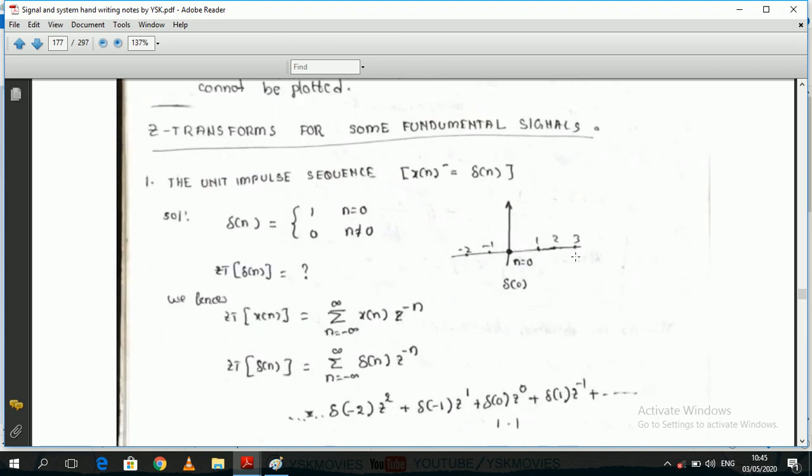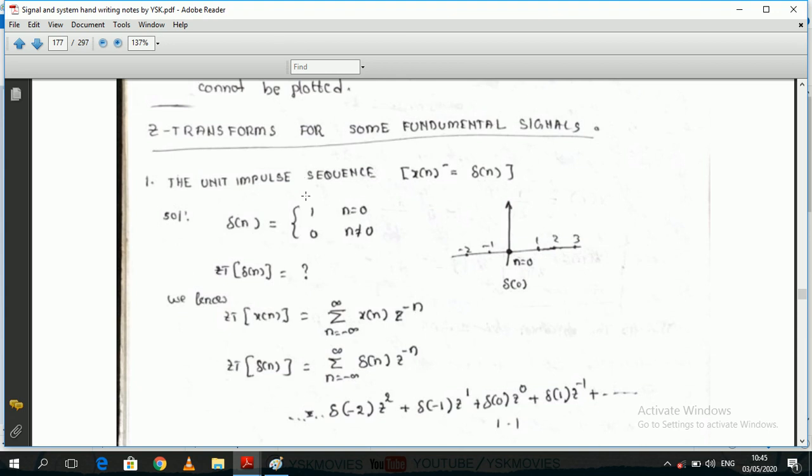Z transform of x of n. If the signal is in the form of x of n, n domain or time domain, discrete time signals, if you apply the Z transform, what is the formula? Summation of n equal to minus infinity to infinity x of n z power minus n. This is the formula. So let's see some Z transforms for fundamental signals.